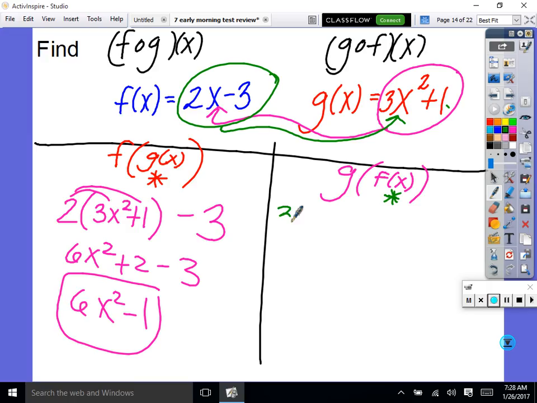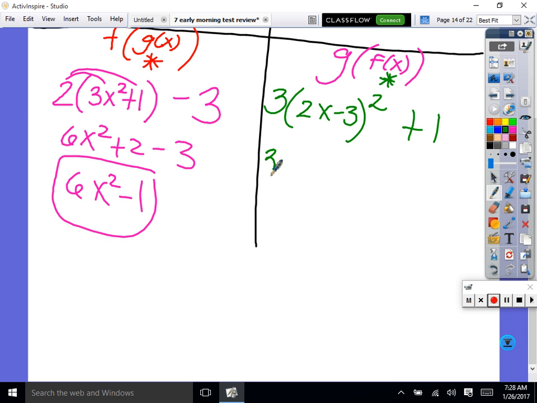Okay, so we would have 3 times, instead of x, we're putting that, 2x minus 3 squared, and then plus 1. Is it appropriate to put 3 in first and then square it? No, because 3 isn't squared. If you do that, you'll be squaring 3. So this one would need to keep going like this.